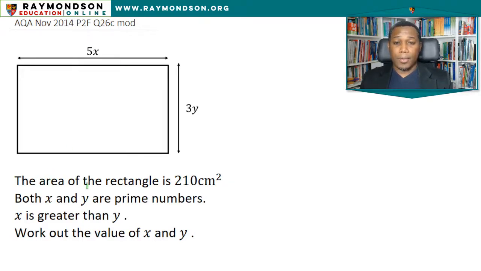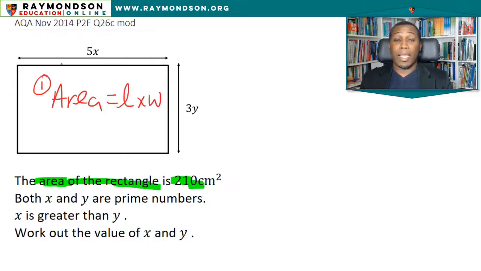The question is about the area of the rectangle. We're told what the area of the rectangle is. So the first thing you should be thinking is, how do I find the area of the rectangle? That's the first thing that should come to your mind, and I'll put that as 1. Area is the space inside the rectangle, and the area is the length multiplied by the width. So the length of the rectangle multiplied by the width is going to give you the area of the rectangle.